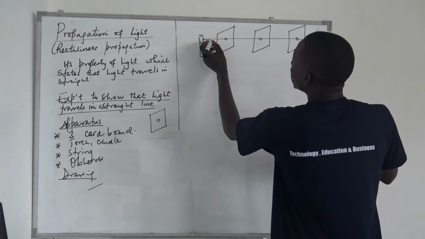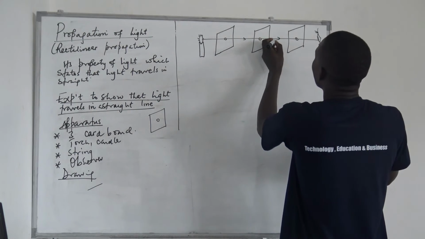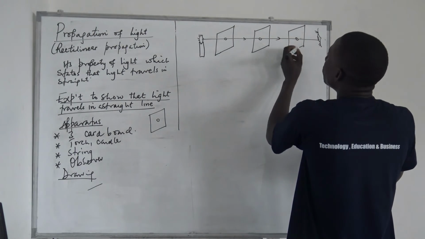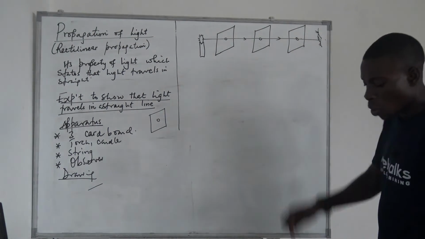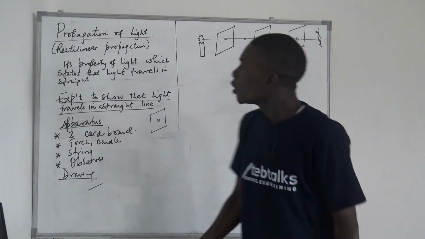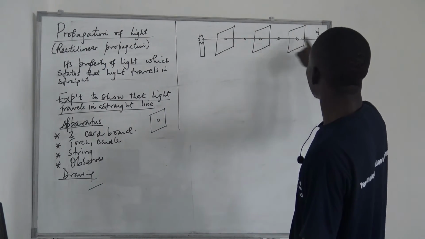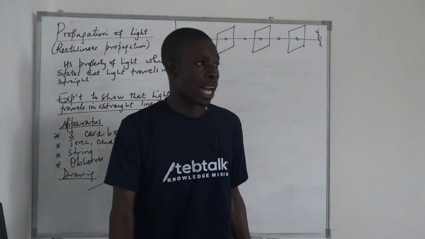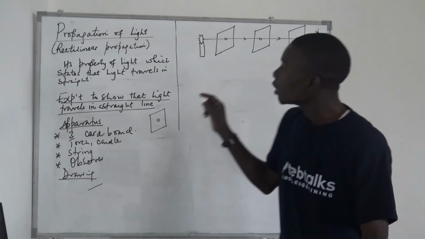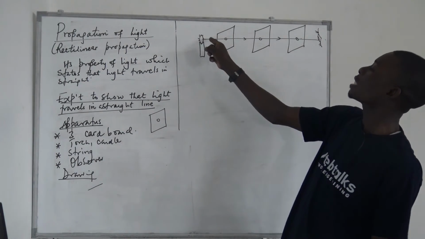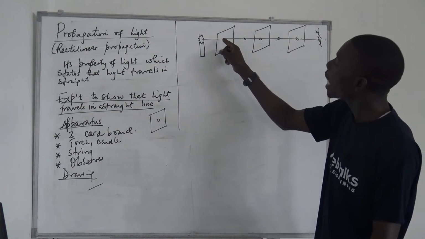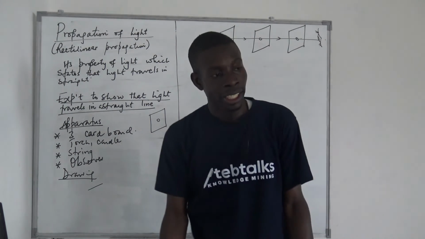You'll see the light coming from the other source, passing through all these boards up to your eyes. So what does that mean? You have already arranged this in line. And now that will mean that light, by the fact that you're seeing the source from the other side, means that the light has traveled in a straight line.